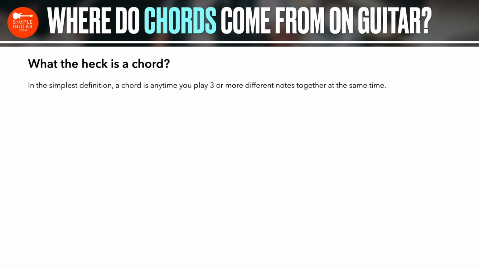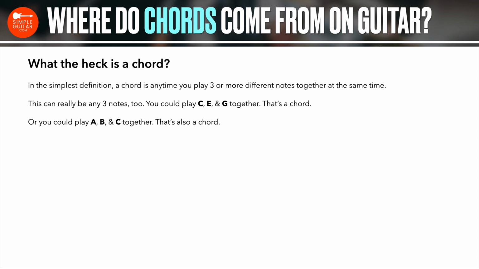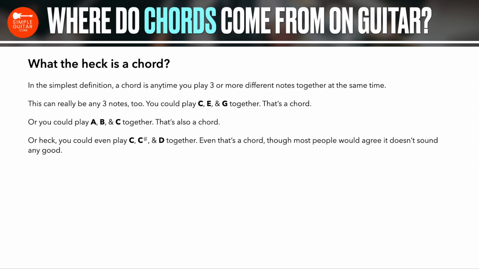All right, so in the simplest definition, a chord is anytime you play three or more different notes together at the same time. That's it. That's all a chord really is: three notes played together at the same time. So this can be really any three notes. You could play C, E, and G together. That's a chord. Or you could play A, B, and C together. That's also a chord. Or heck, you could even play C, C sharp, and D together. Even that's a chord, though most people would agree it doesn't sound any good, okay?